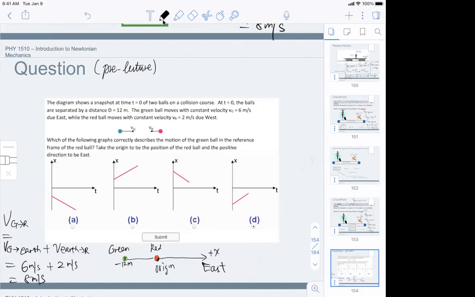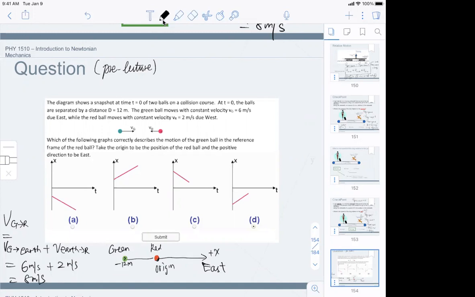I take the origin to be the position of the red. So this is the red, and that's the origin, okay? And take the positive direction to be the right-hand side, to the east. So you draw your axis this way. At t equals 0, the green is located 12 meters to the left of the red. So this is the green, which means the initial position of the green is negative 12, right? Because the red is at 0, the green is to the left, so negative 12.